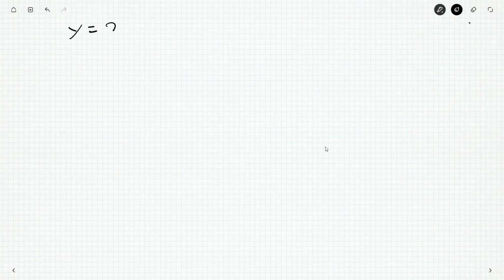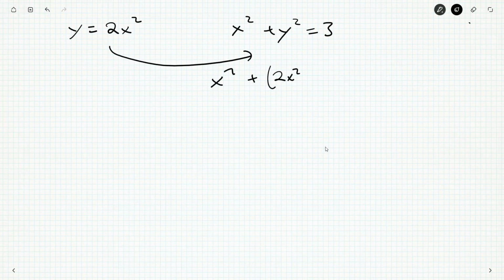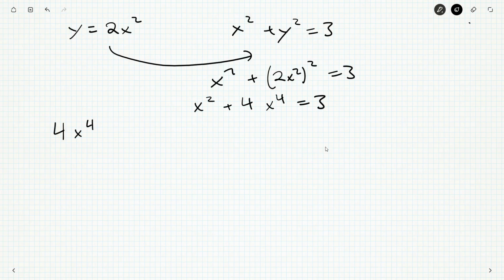So we want y equals 2x squared, and x squared plus y squared is equal to 3. I'm just going to take this and plug this in here. x squared plus 2x squared squared is 3. x squared plus 4x to the 4 is equal to 3. I can rearrange this. Make it minus 3 equals 0.